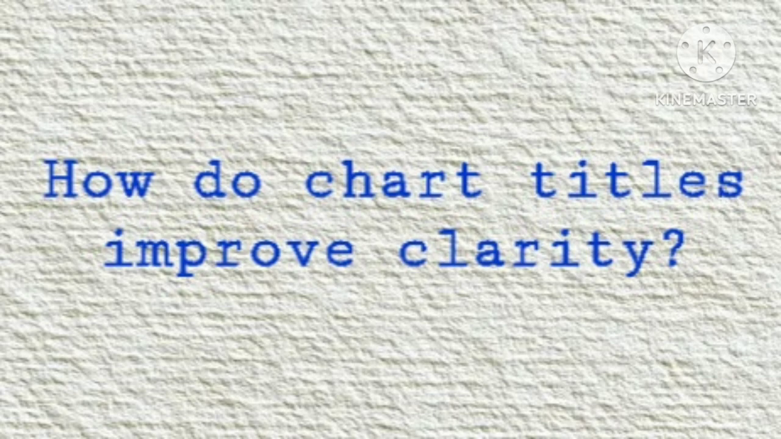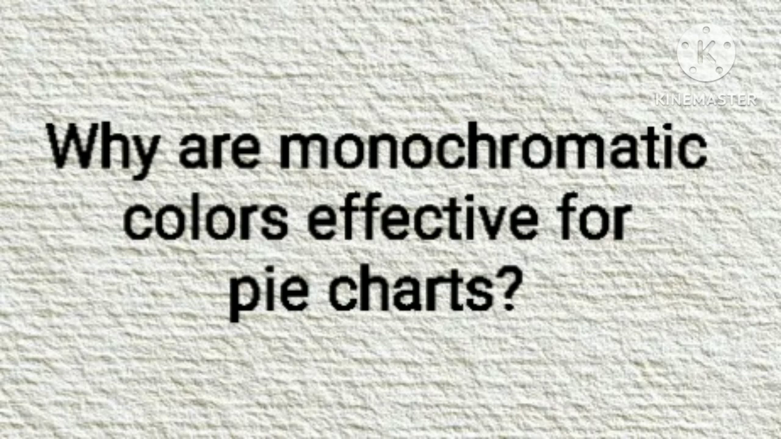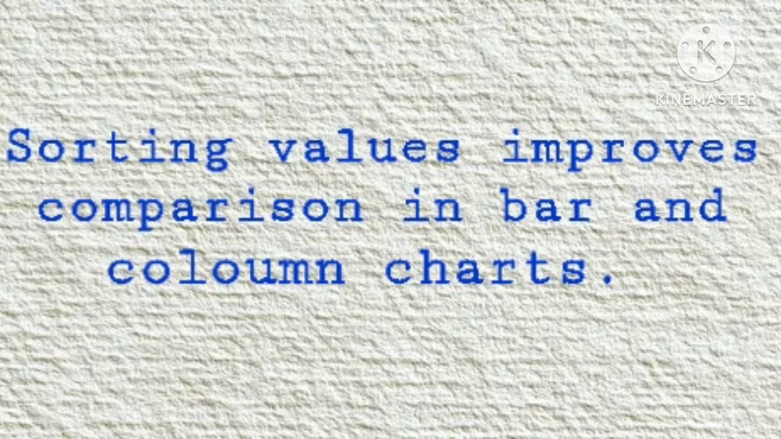When working with pie charts, I understood why using a monochromatic color palette is more effective. It keeps the focus on proportions instead of distracting colors. For column and bar charts, arranging values from highest to lowest makes comparisons much easier at a glance.